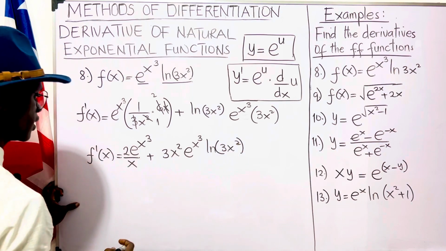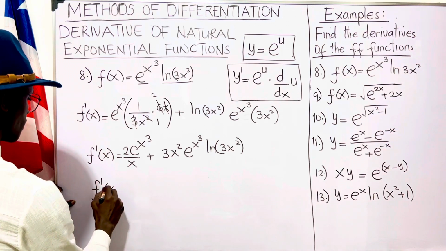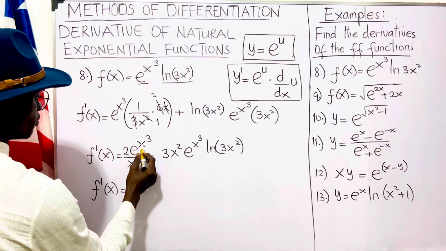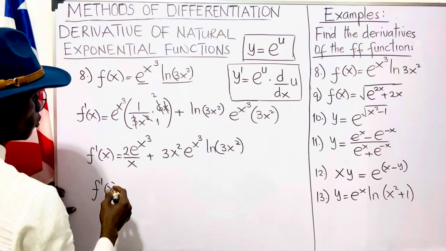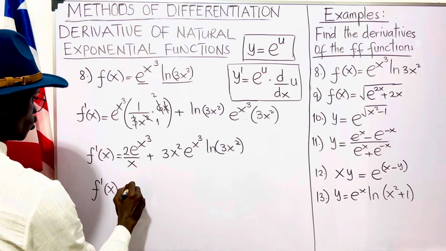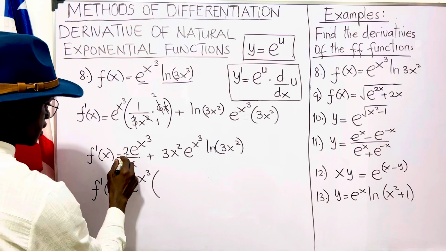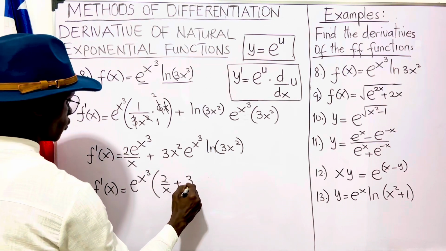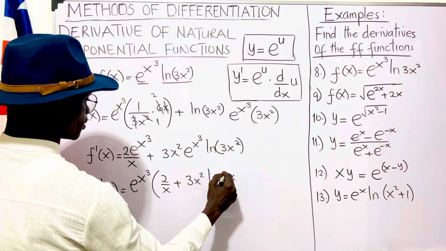So we can figure out what is common to both expressions. So we have f prime of x. In the numerator, we have e raised to the power x cubed. E raised to the power x cubed is common to both expressions, so we can factor it out. E raised to the power x cubed comes outside. Here is 2 over x plus 3x squared ln of 3x squared.